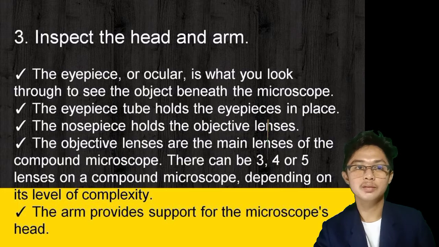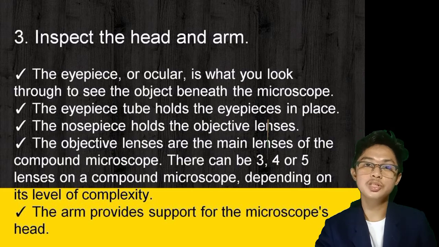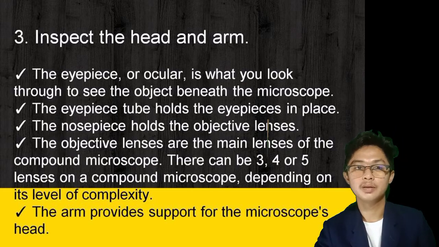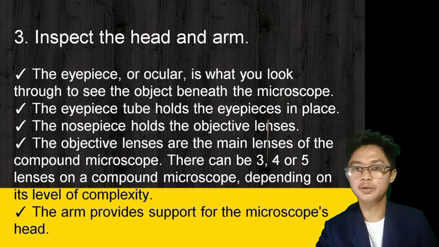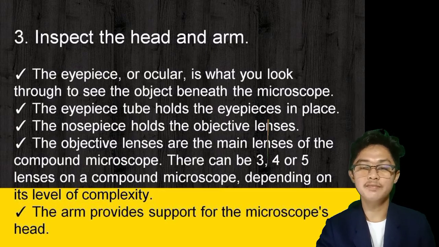The eyepiece or ocular is what you look through to see the object beneath the microscope. The eyepiece tube holds the eyepieces in place. The nose piece holds the objective lenses. The objective lenses are the main lenses of the compound microscope. There can be at least 3, 4, or 5 lenses in a compound microscope, depending on its level of complexity.